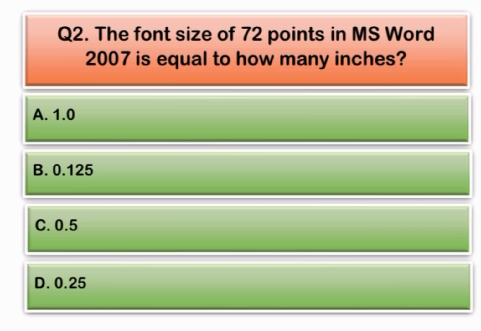Question number 2. The font size of 72 points in MS Word 2007 is equal to how many inches? Options are 1.0, 0.125, 0.5, 0.25. The correct answer for this is 1 inch. 72 points in MS Word 2007 is equal to 1 inch. So option A will be correct.